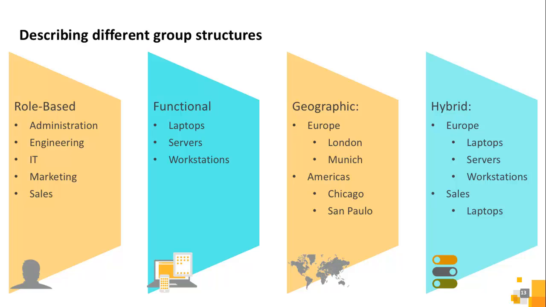Before adding clients, create your group structure. Many companies implement their group structure as role-based. This allows policies to be assigned by specific job category. A more functional method is to assign by company hardware, such as laptops, servers, or workstations. A geographic solution enables policies to be designed based on a country's regulations. A hybrid is a common approach and combines role-based, functional, and geographical group structures.